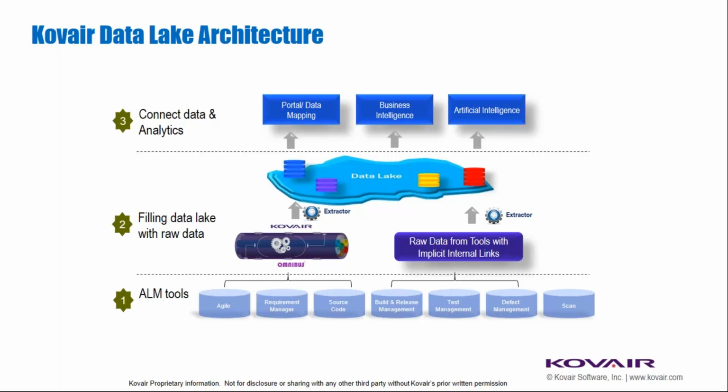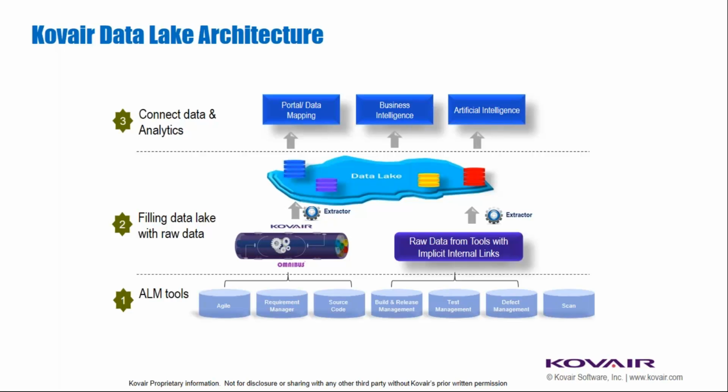Now, there is another way you can put the data there, which is directly putting data from the tool to the data lake. So there are two different concepts of putting the data into the data lake, one going through the Omnibus Kovair platform, another going directly into the data lake, but this raw data is sitting in the data lake. Once you have all this data sitting in the data lake, you have the power of analytics, the power of looking at data end to end, and making decisions for your business.